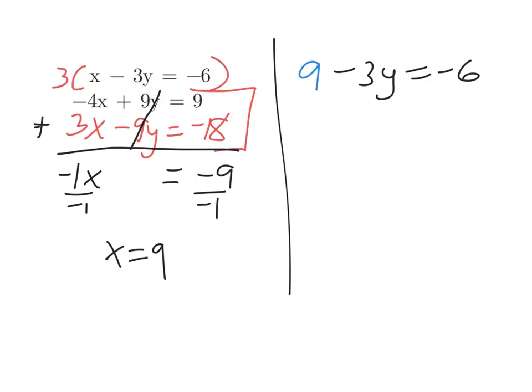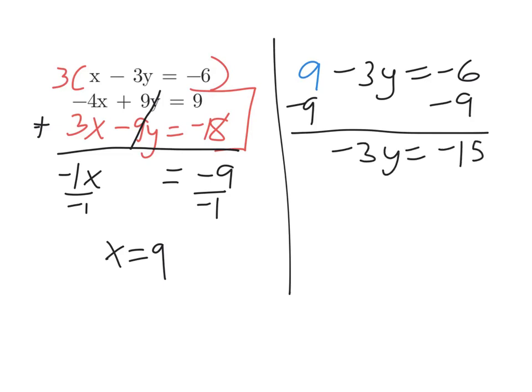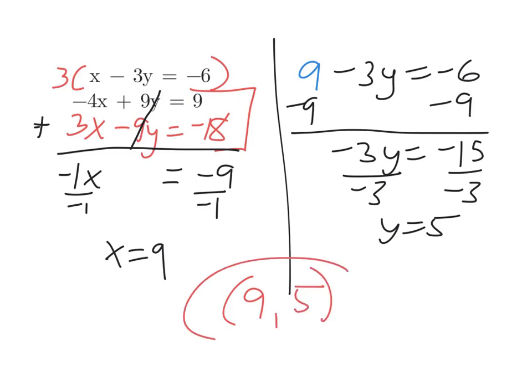Minus the 9. Okay. 3y. So negative 3y equals negative 15. Signs are the same, so I add. Divide by negative 3. What does y equal? Plus 5. So my final answer is 9, 9 comma 5 as a point. How many had that answer? Very good.